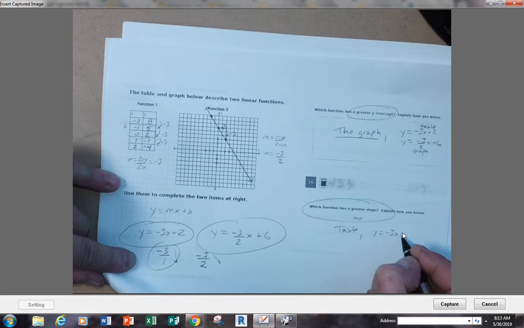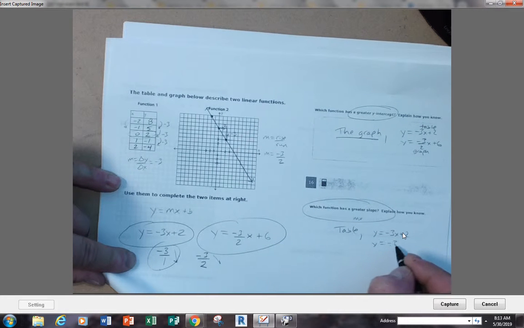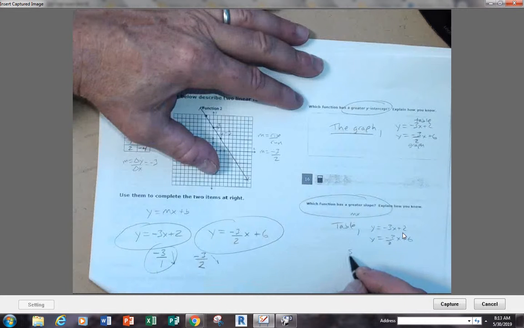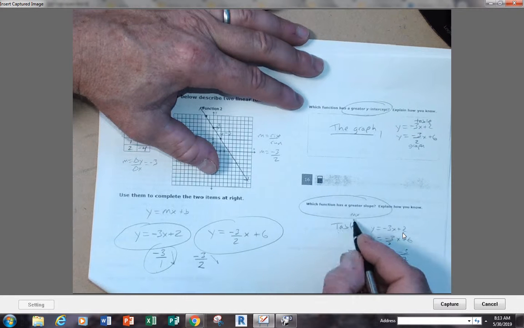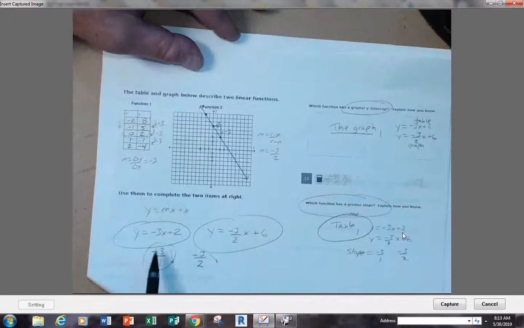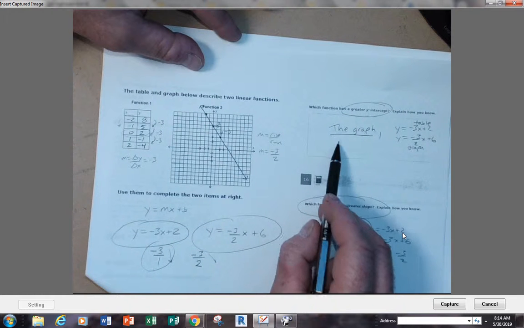And then again, if you could type those graphs in or write those equations in, or tell me the slope for each one, then that would be enough to show me. But again, which one has a greater slope? The table. It's going down faster. Which one has a greater y-intercept? The graph. It has a bigger number.